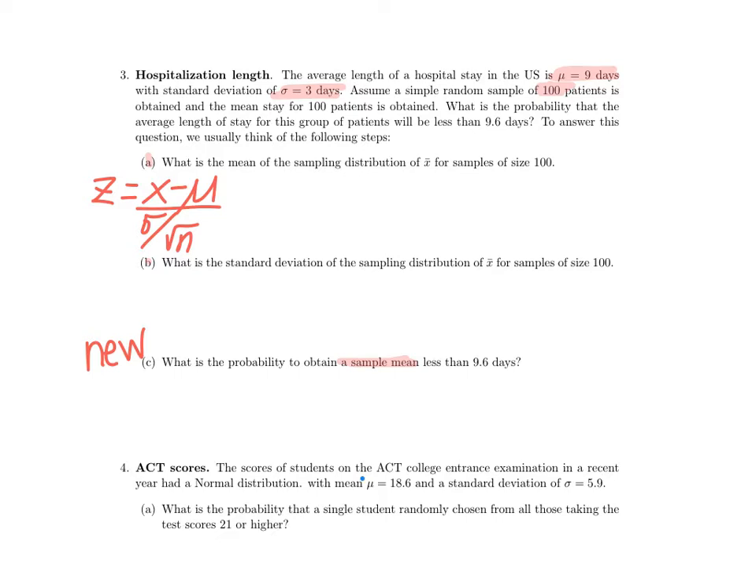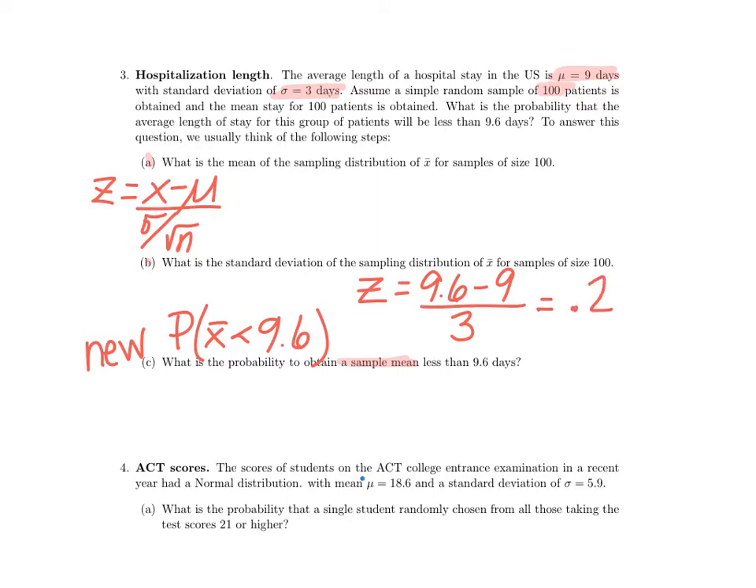So we want the probability that the sample mean is less than 9.6. So we're going to go ahead and calculate our Z again. Z equals 9.6 minus our mu, which is 9, divided by my sigma, which is 3. So that is 0.6 divided by 3, which is equal to 0.2.